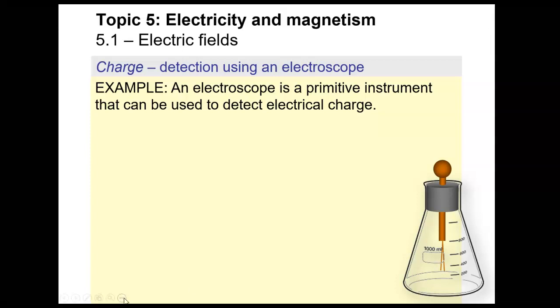Actually, let me draw this. Okay, so let's say the electroscope is electrically neutral, meaning you have an equal amount of positive and negative charge. So let's say you have some positives.